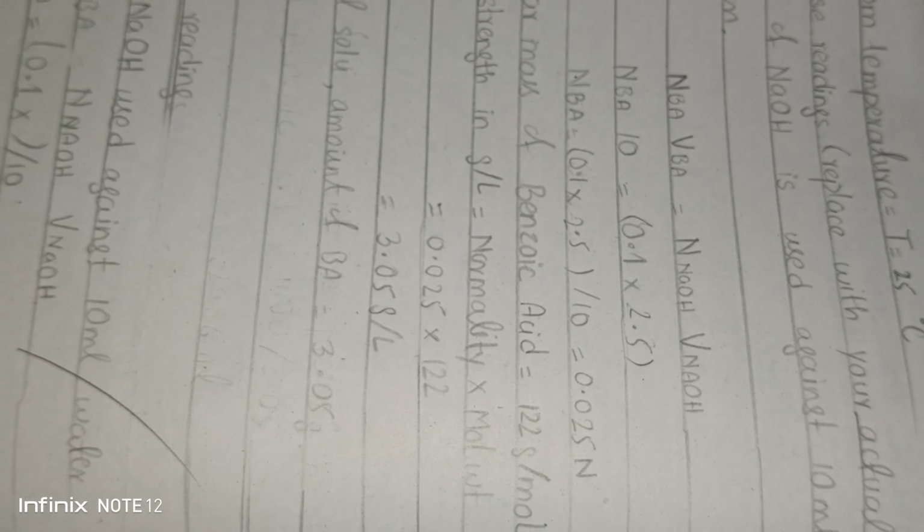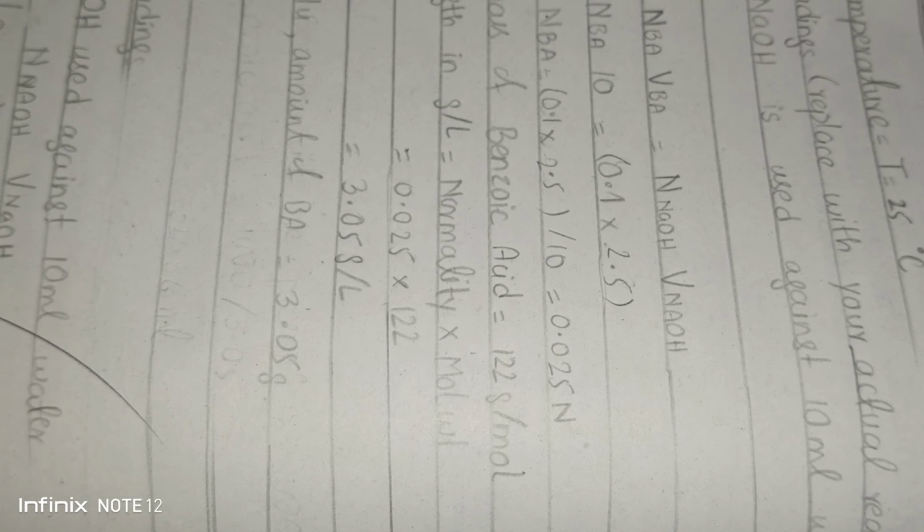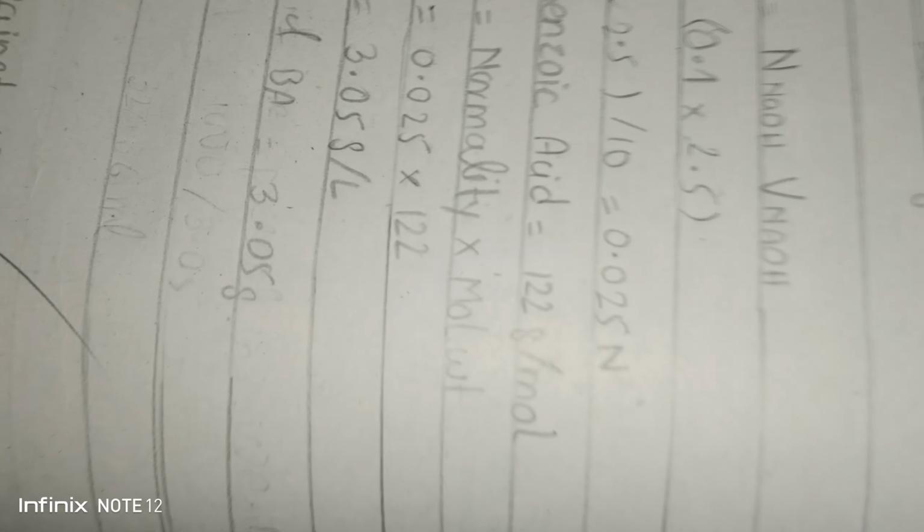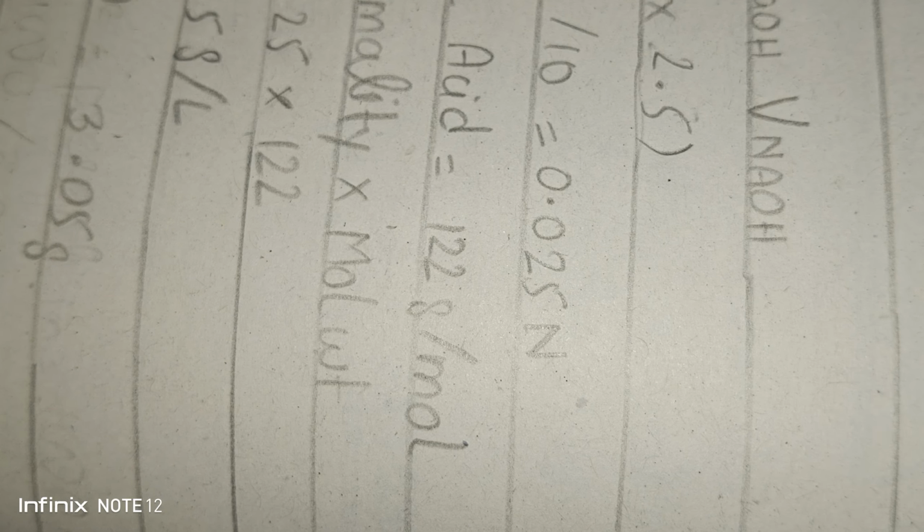In the titration flask the readings are mentioned. Whenever you perform the experiment, you have to write down the value at the end, as the NaOH is added. So this 2.5 ml is obtained from performing the experiment. Now you multiply and divide, and at the end the answer is 0.025.